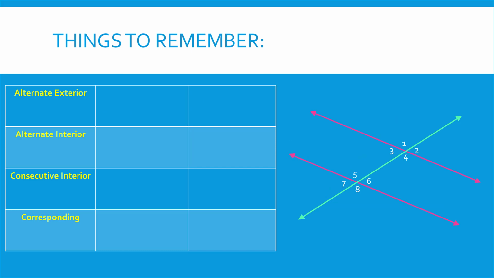All right, so let's just summarize what we've done. Some things to remember. I have our 4 sets of angle pairings listed in this table, and I'm just going to go through and review real quick what each set is. Alternate exterior: switch, and outside. So these would be the angle pairs 1 and 8, and then 2 and 7. And remember that alternate exterior angles are congruent.